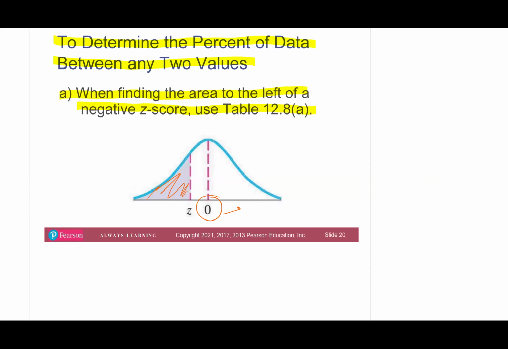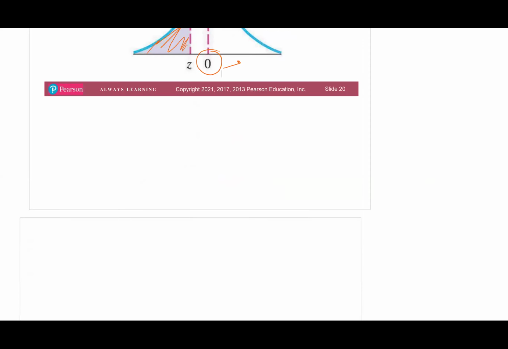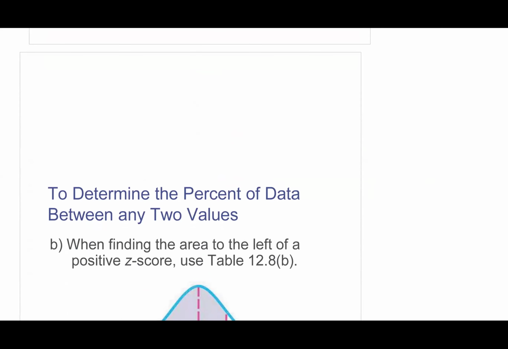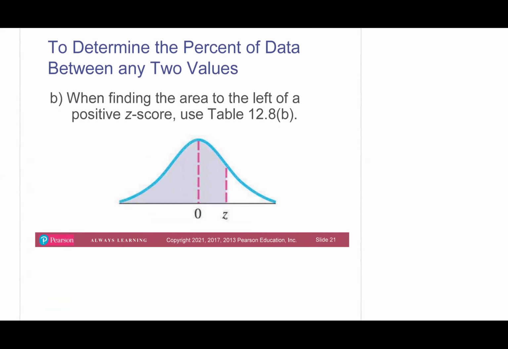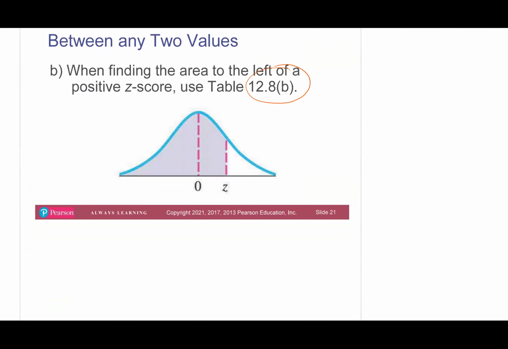So you are on this side of the mean, which means the area under the curve will be bigger, because you're still looking at the area to the left of the z-score, but now you're moving to the right. So there's more area to look at. And that's when you'll use table 12.8b.